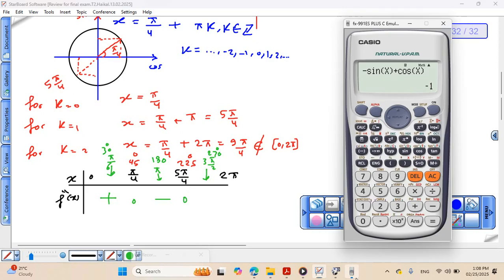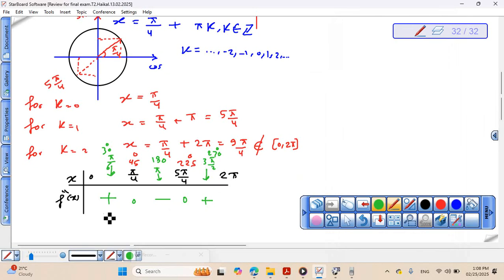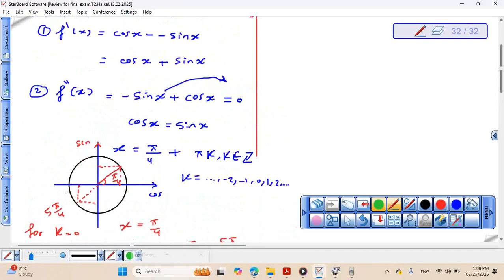Calc 3 pi over 2. The answer is positive. Okay, this is concave up, this is concave down, this is concave up. That's it. Easy. Okay? It's easy to solve this equation.